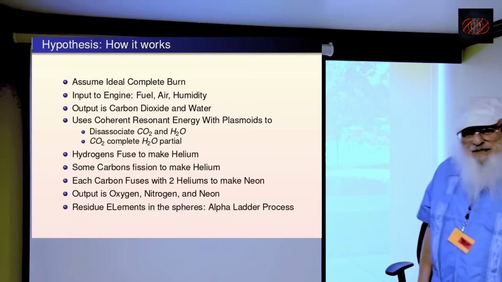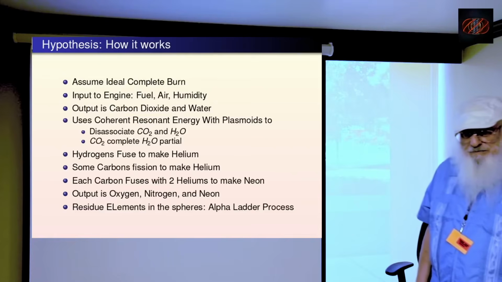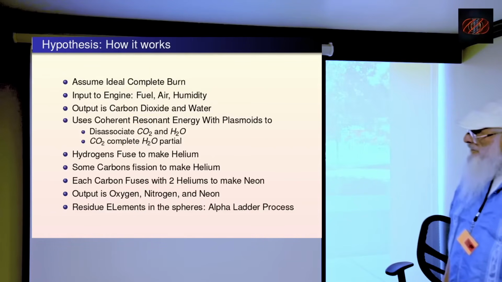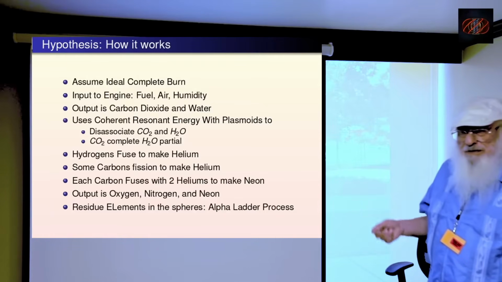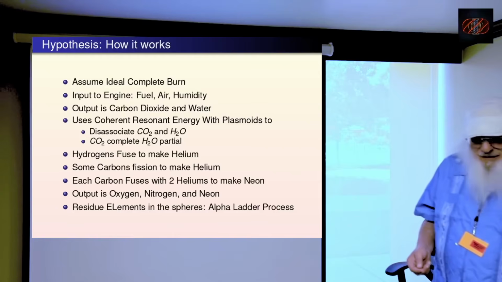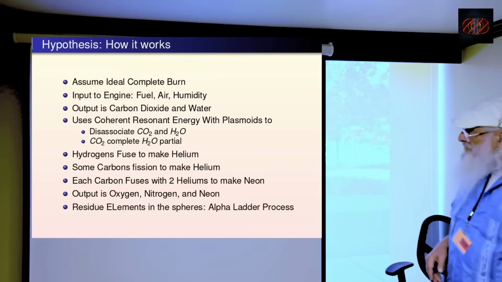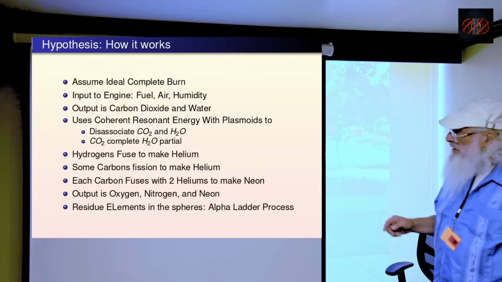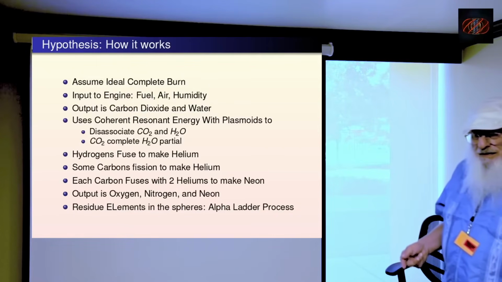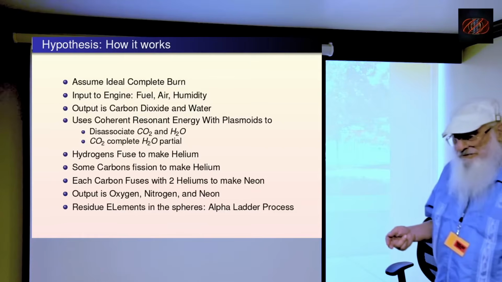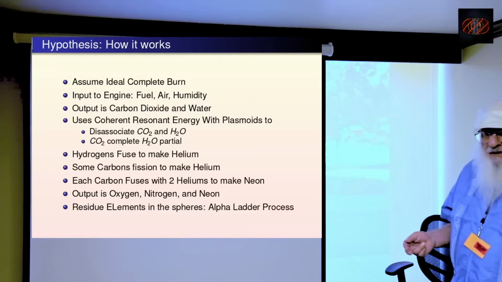We're going to try to make a hypothesis of how it's possible for these observations to have taken place. To be simple, we will assume an ideal complete burn. That means there's no carbon monoxides. There are no nitrogen oxides. The input to the engine is fuel and air, which is composed of nitrogen, oxygen. The next one after oxygen, I believe, is a small amount, around 1% of argon.